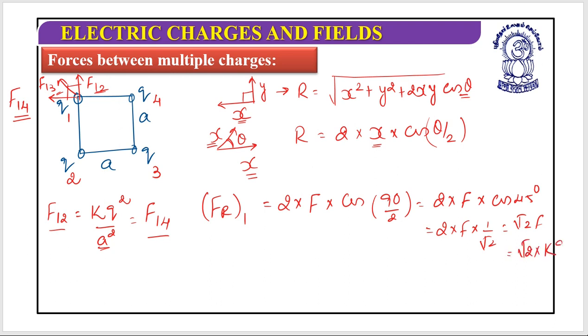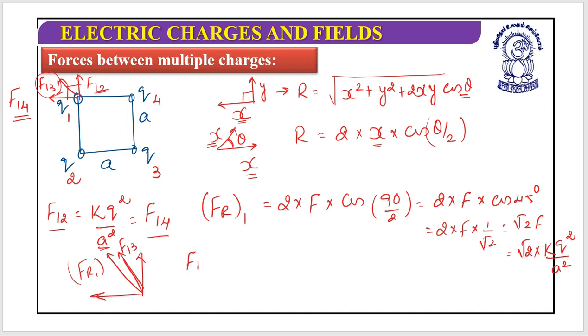So this is root 2 kq square by a square. Yes. Now one more force is left. This is F13. When you add up these two, the resultant would be in this direction. This is FR1, and in the same direction, parallel to this, you are having a force. This is F13.